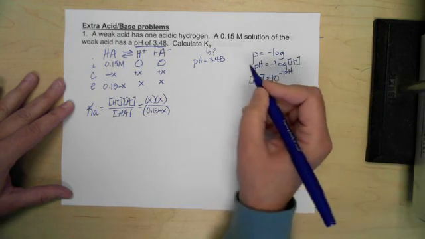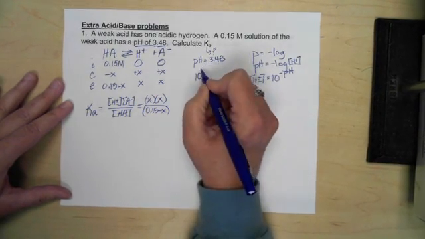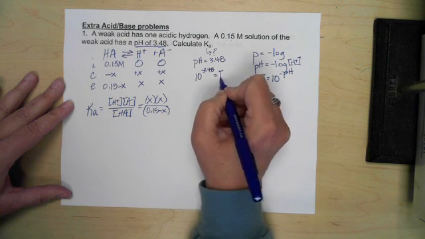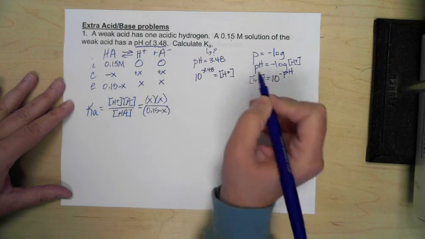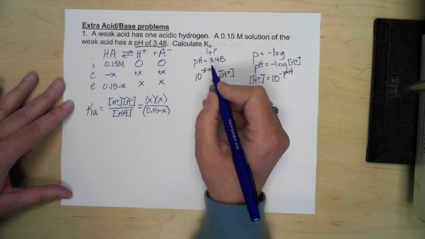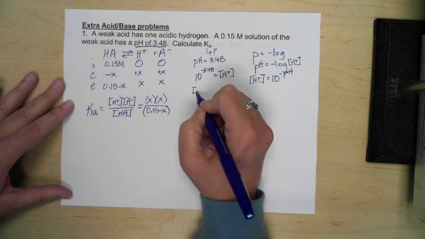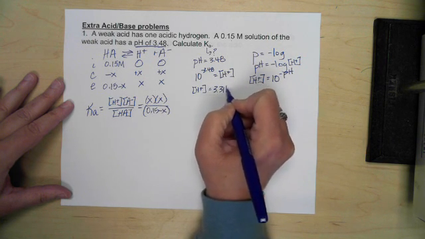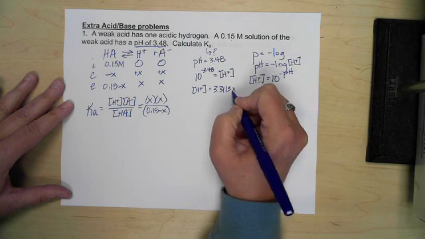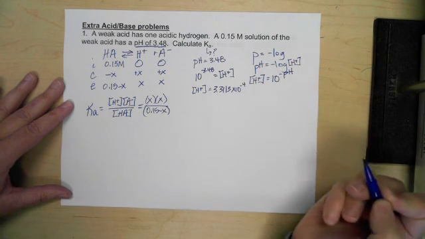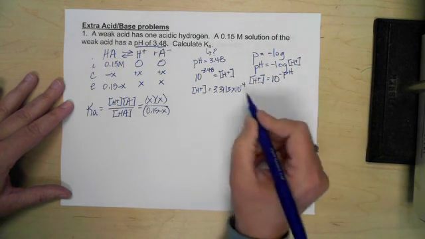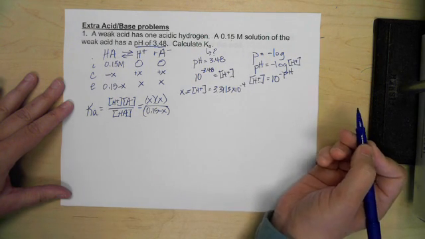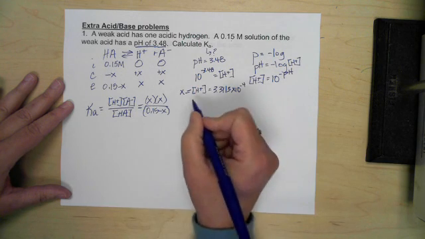Well, we know the pH, so if we go 10 to the negative 3.48 is equal to the hydronium ion concentration, and we run the math, we get the hydronium ion concentration is equal to 3.3113 times 10 to the minus fourth. That we know is the same as X. So we go ahead and plug it in.